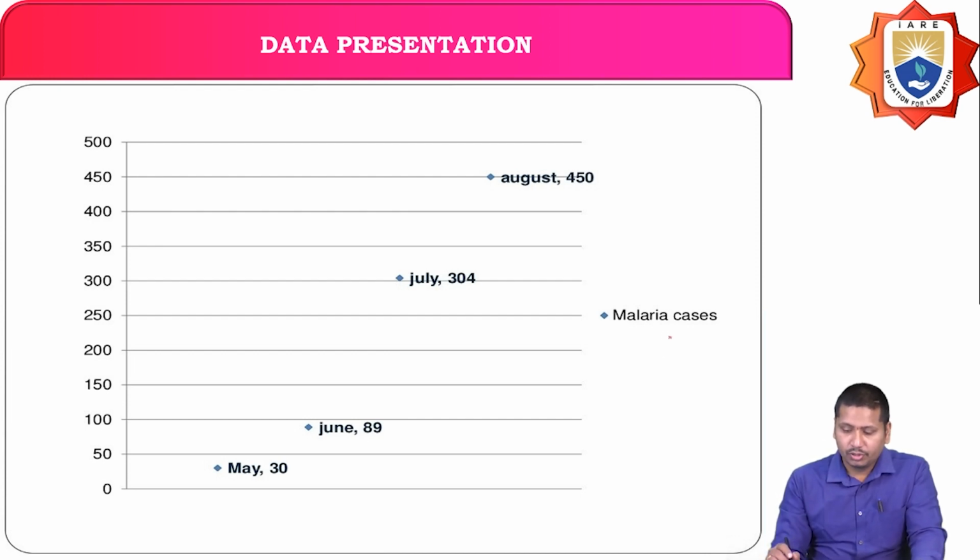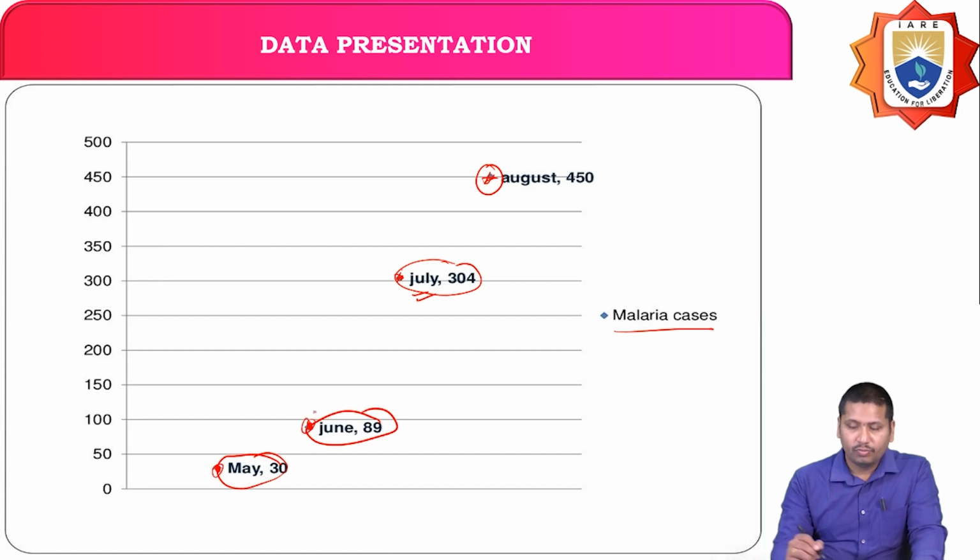So here is an example: malaria cases. I want to represent the number of cases in each month through a scatter plot. Here it should be 50 in May, around 95 in June, 89, and in July 304 cases are recorded, and 450 cases are recorded in the month of August. So this is what is called representing the scatter or dot diagram.